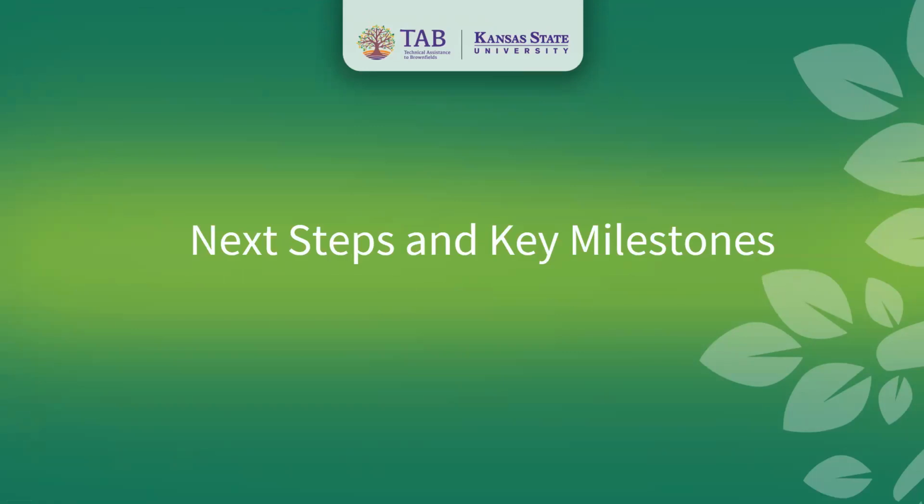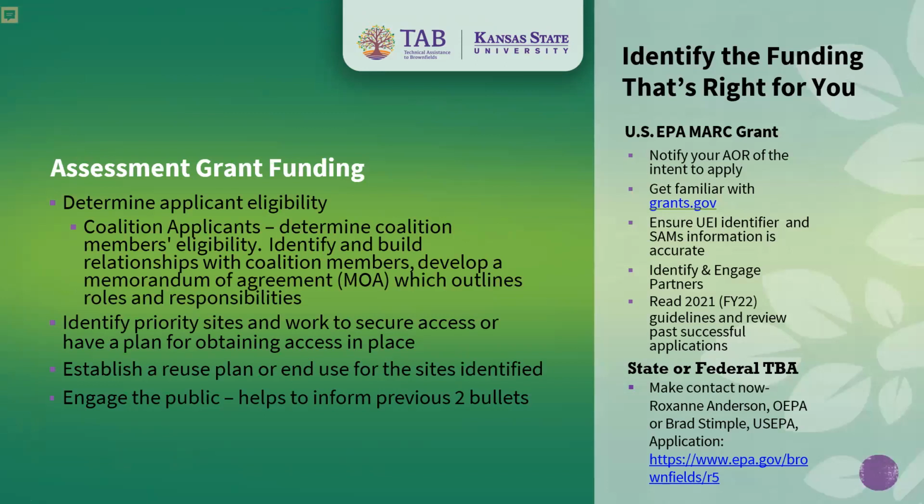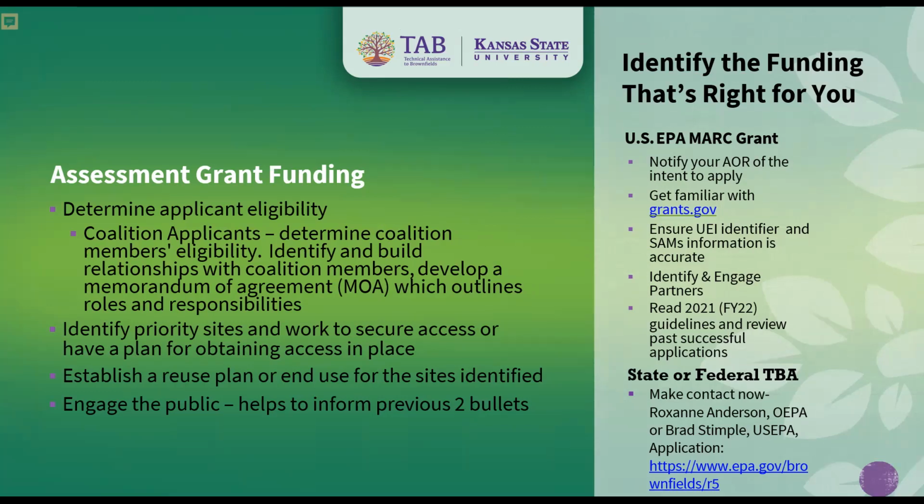So next steps and key milestones. Where do you go from here when you leave? Identify the right funding for you. We've got different MARC grants, or in this case, MAC grants. Make sure you've identified your AOR, the authorized organizational representative, the person of record who needs to file your application. Make sure you've got your SAM information in order. And get familiar with grants.gov.